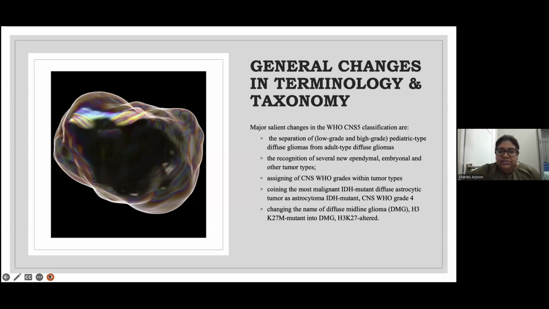So the major salient changes in these classifications are the separation of the low-grade and high-grade pediatric-type diffuse gliomas from adult-type diffuse gliomas, the recognition of several new ependymal, embryonal, and other tumor types, and assigning the CNS WHO grades within tumor types, pointing to the most malignant IDH mutant diffuse astrocytic tumor as astrocytoma IDH mutant CNS WHO grade 4, changing the name diffuse midline glioma, or DMG, H3 K27M mutant into DMG H3 K27 altered.